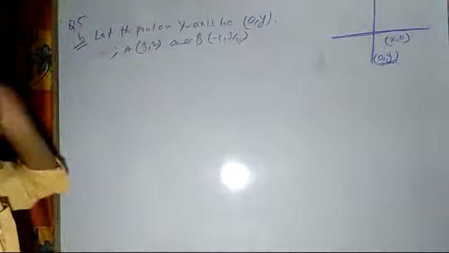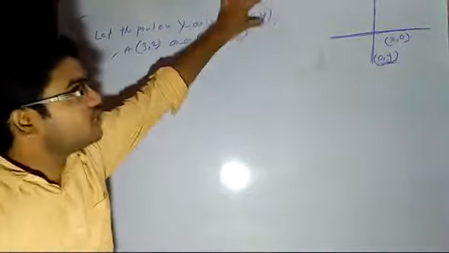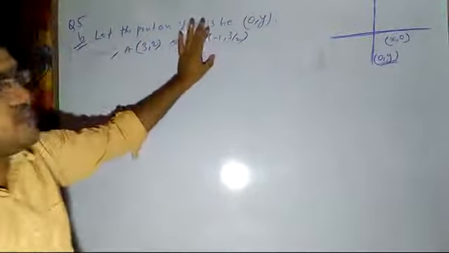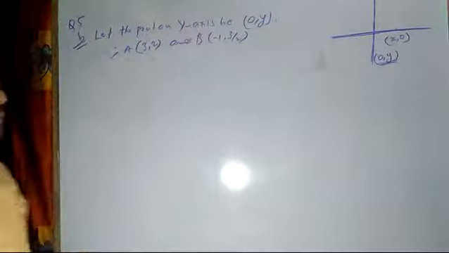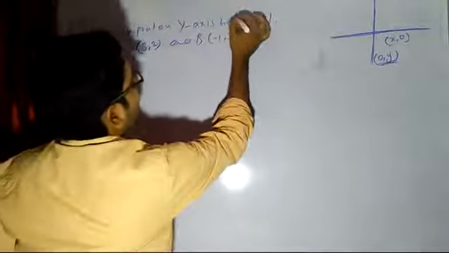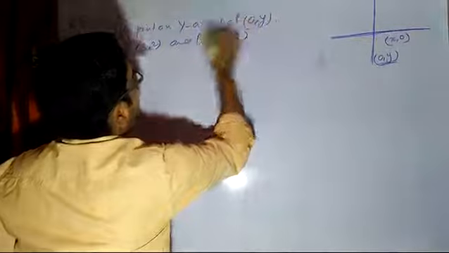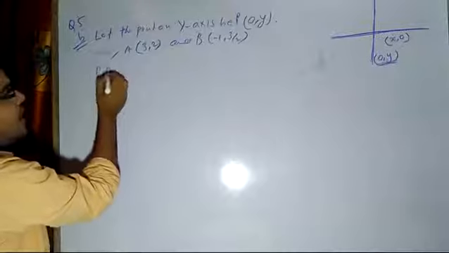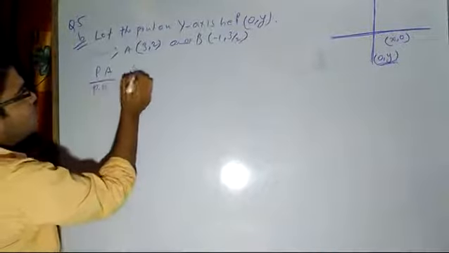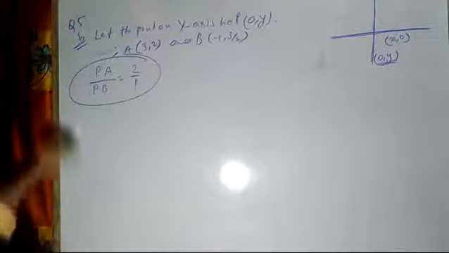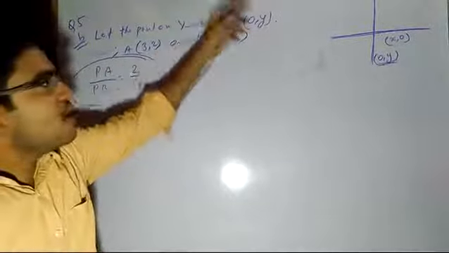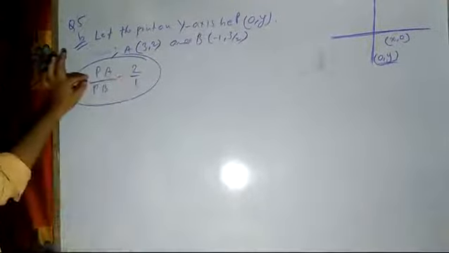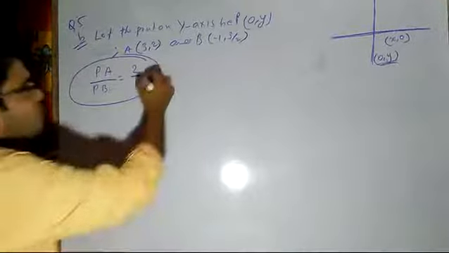So the question says a point is lying on the y-axis, and the distance of this point from this point as well as from this point is in the ratio 2:1. That means let the point on the y-axis be P, 0 comma y, then PA upon PB is 2:1. This is what they have given. Indirectly they are saying the distances between these 2 points as well as these 2 points are in the ratio 2:1. That means PA upon PB is 2:1. This is what we have to prove.